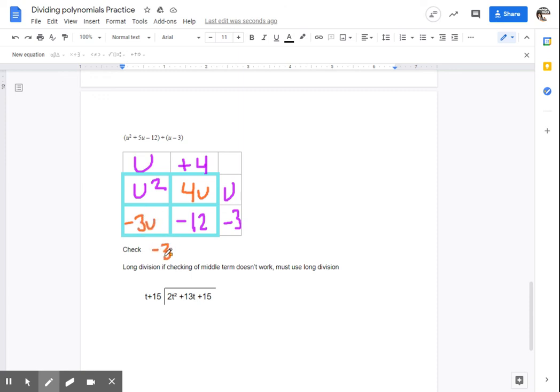So I need to do my check. Negative 3u plus 4u is equal to 1u. And that does not match this middle. So then that's wrong. And I did not type this in right. So this is u minus 3. And over here would be u plus 5. And then minus 12.